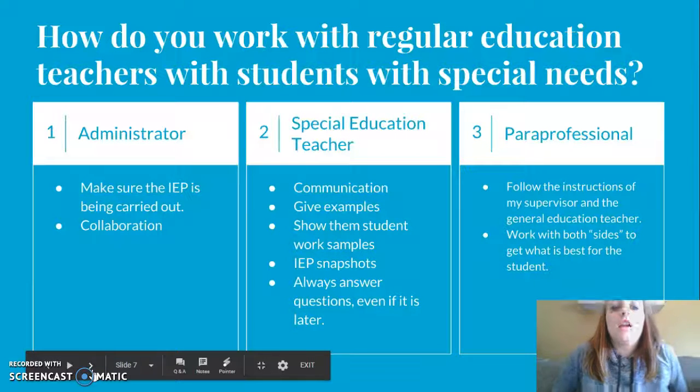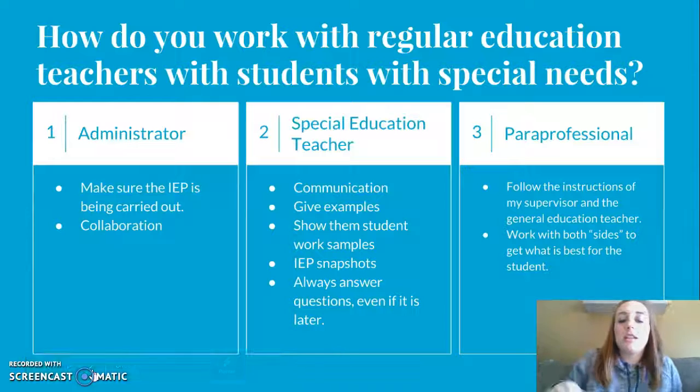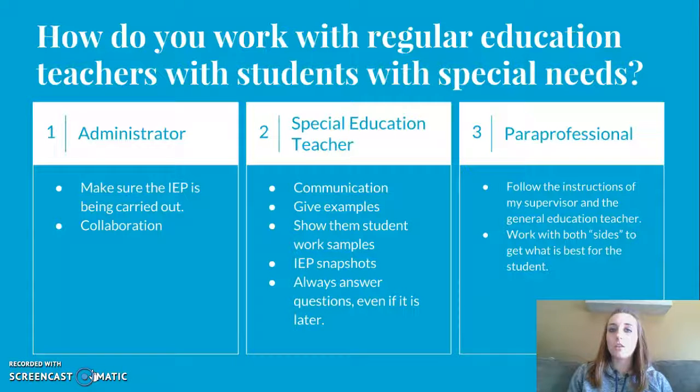So working with regular ed teachers with students, the administrator said to make sure those IEPs are being followed and carried out and to just always collaborate with one another. For the SPED teacher, she gave lots of examples.